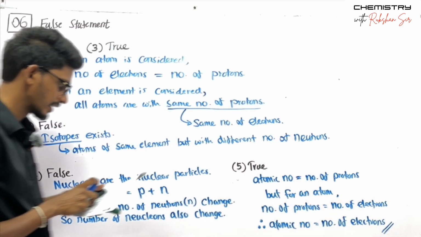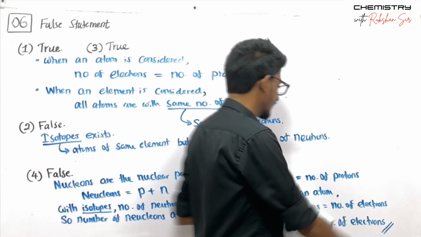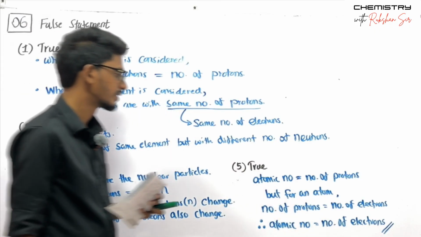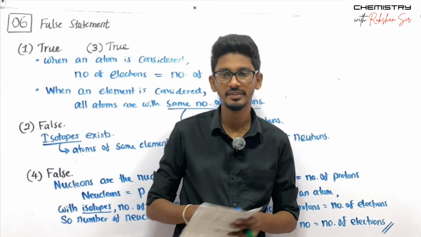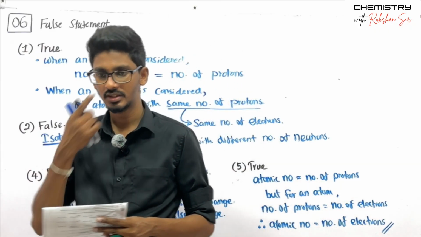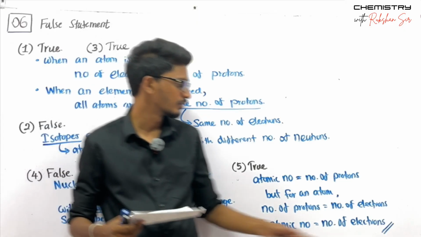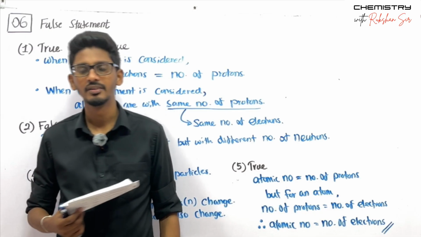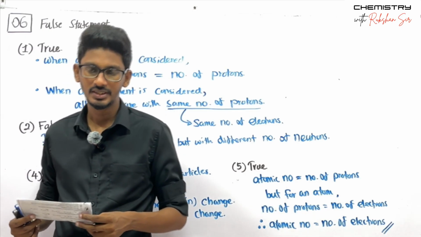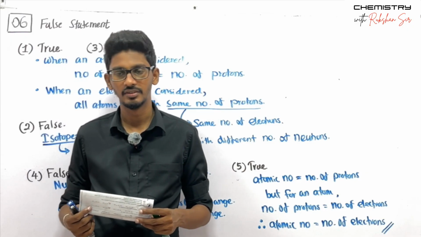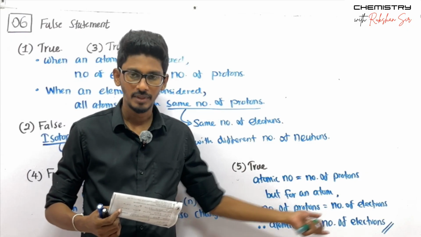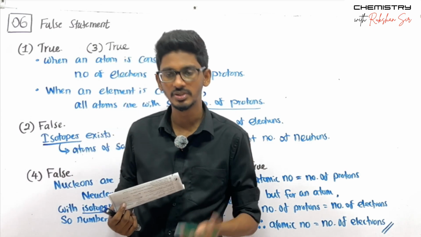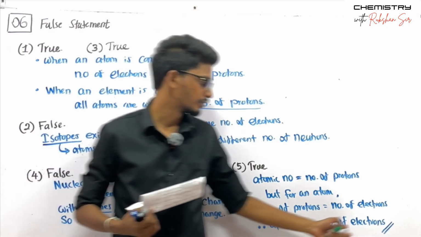So, for an atom, this is valid: atomic number equals number of electrons. But when it comes to ions, that is not true, right? You have an excess of electrons in negative ions and a lack of electrons in positive ions. When it comes to ions, this is not true. But when considering atoms, meaning elements without charges, this is true.